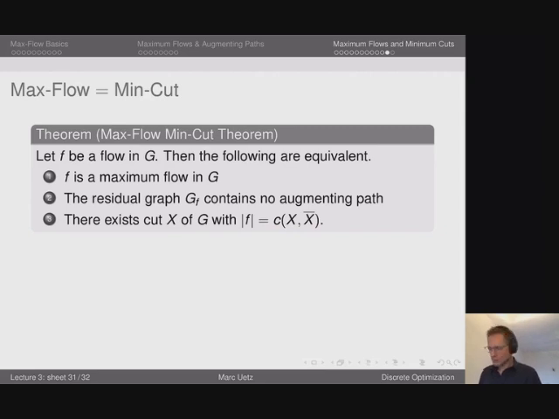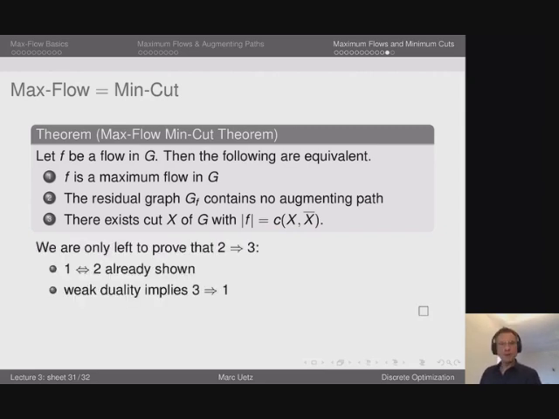Now, as I said, most of this is already proved. The equivalence of the first two items was already shown. And also the weak duality theorem actually implies that 3 implies 1. So if there exists a cut in the graph that has the same capacity as the value of the flow, then the flow must be maximum. And why is that true?